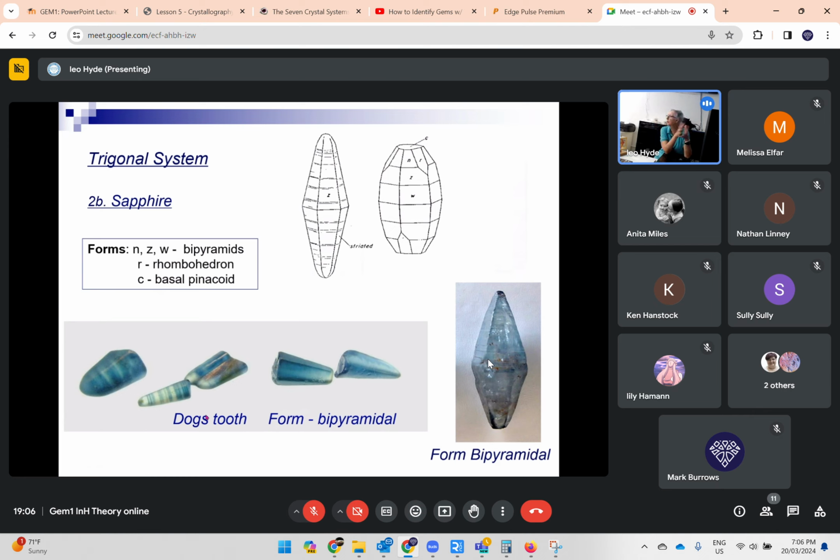So this is all in your material for the website. There shouldn't be a problem with this, and lots of pictures like this just for you to get a view of it, and hopefully those that have got photographic memories will see trigonal system, sapphire, and then see the dog's tooth.